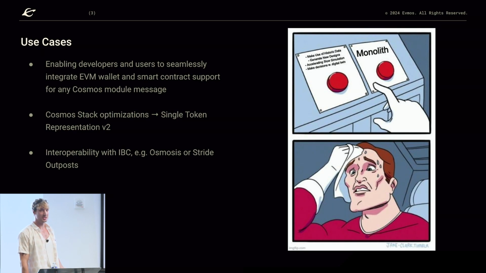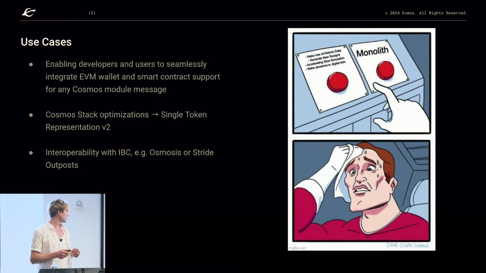There are also stack optimizations that we made. For example, the single token representation, which we've been talking about a lot. You have the ERC20 as a very accepted token standard, but we also have the Cosmos Bank module, and we also have token balances there as well. We actually use EVM extensions to make the interaction between both balances really smooth. I'll get into that a bit more later.